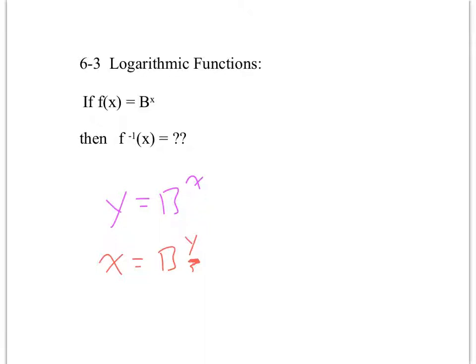Now, as we raise b to the y power, we need to take the inverse of that, and the only way that we can do that is to create a new function called log. So what we have here is y is equal to log base b of x. And this right here, y equals log base b of x, is the inverse of y equals b to the x.